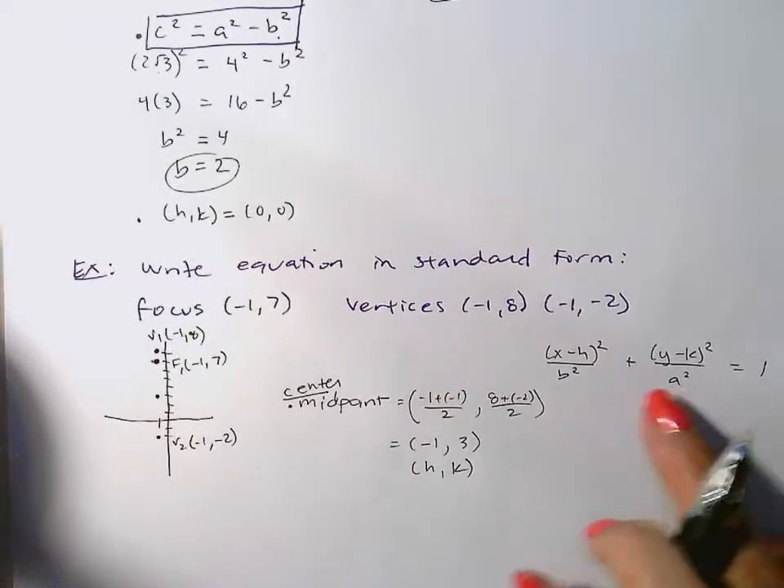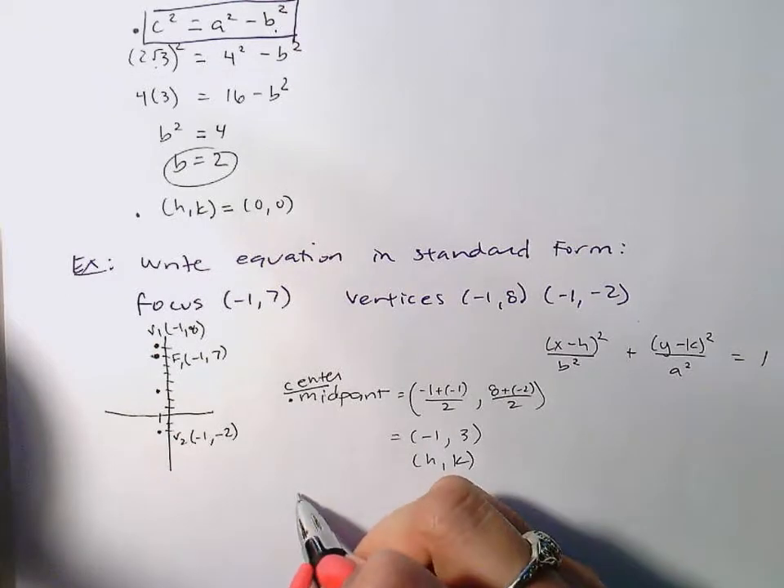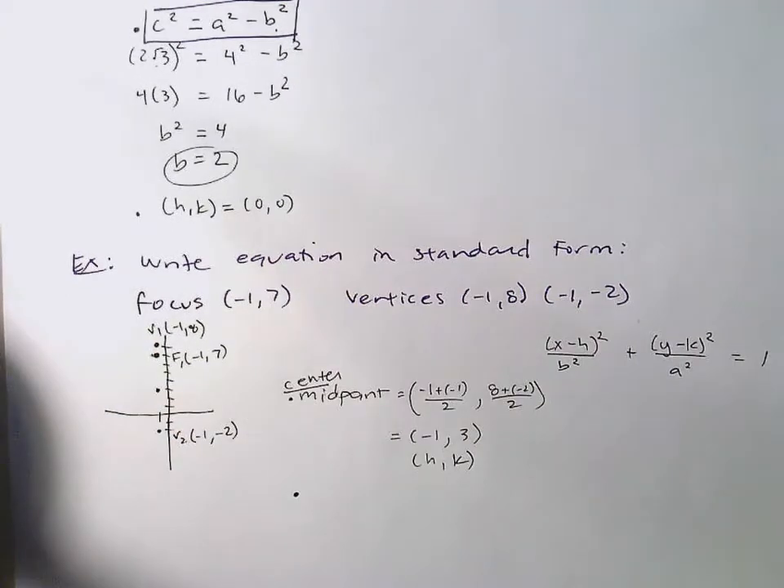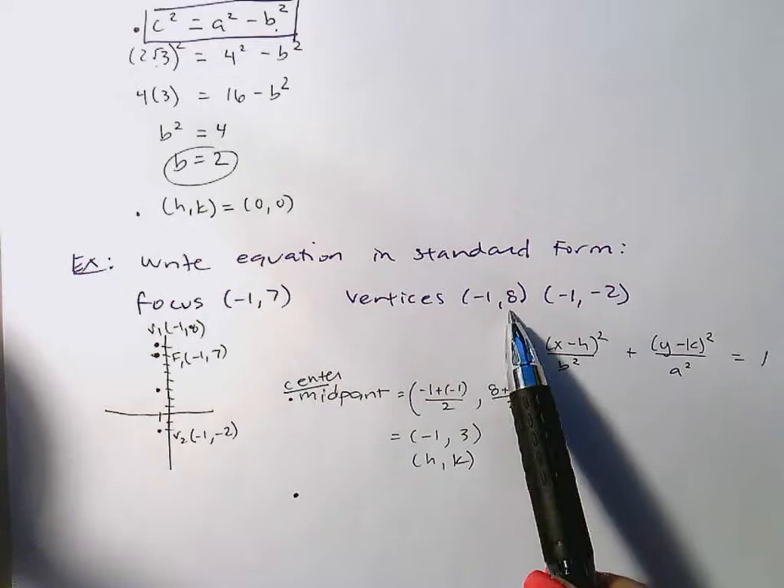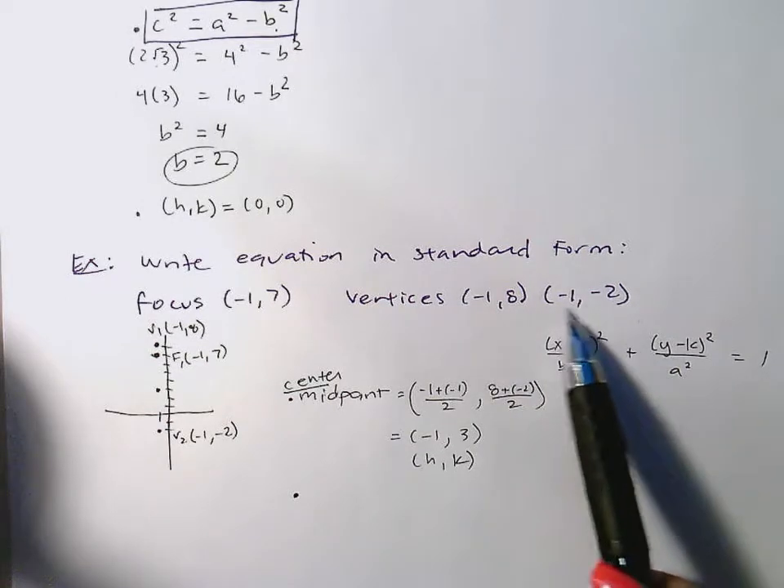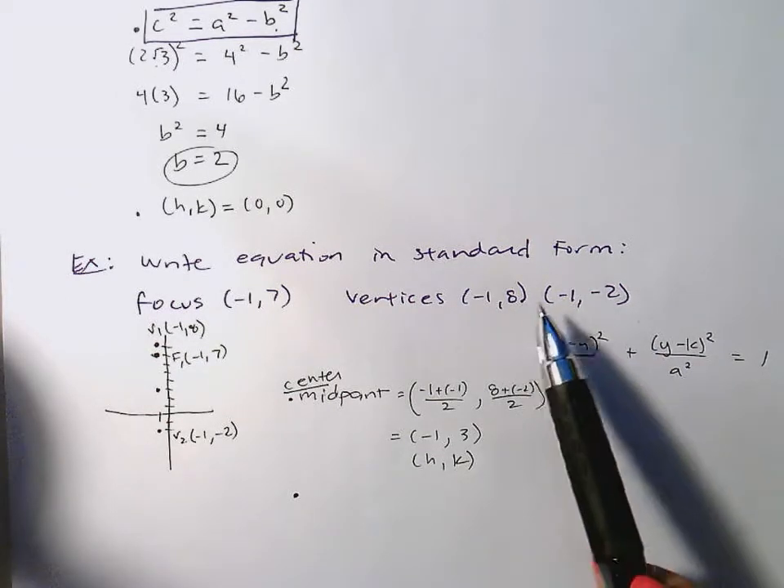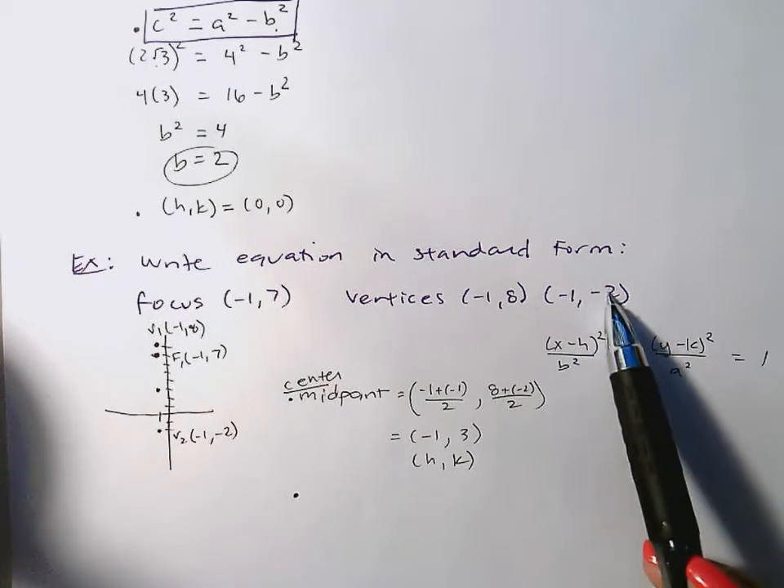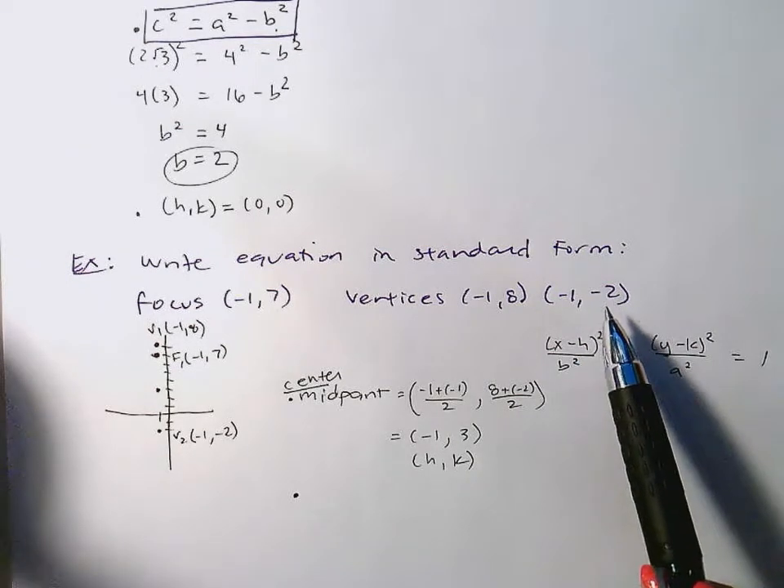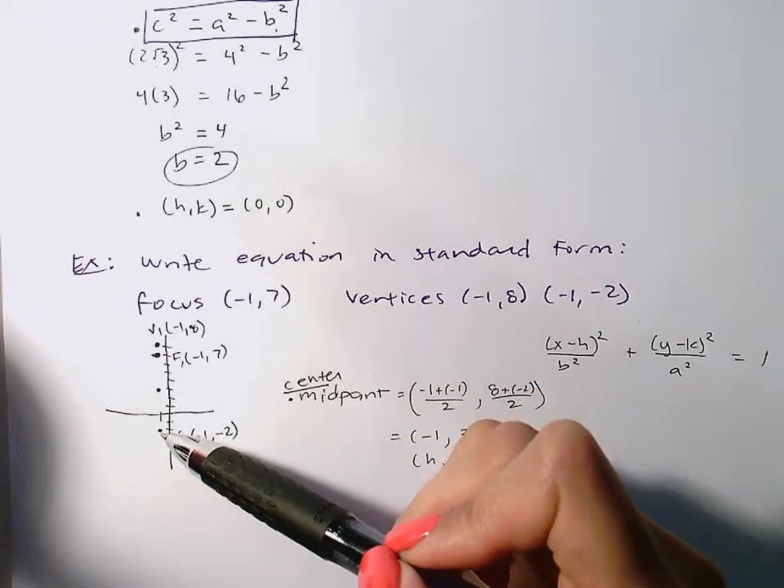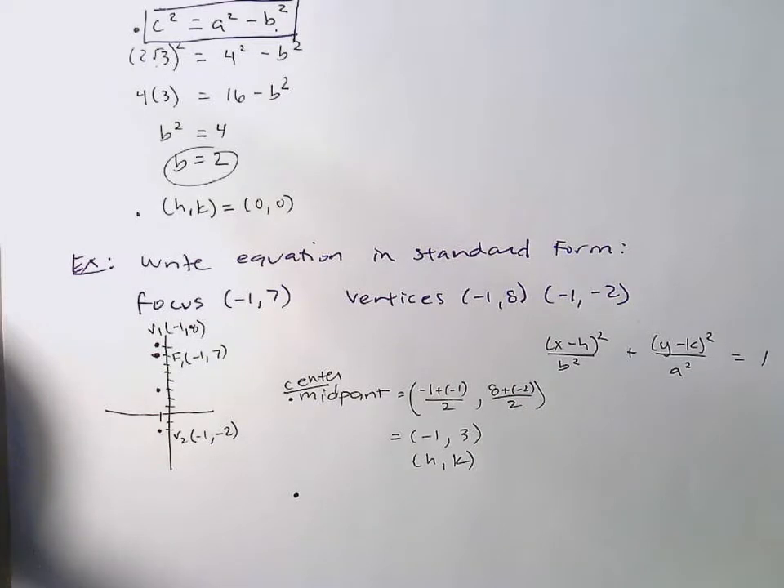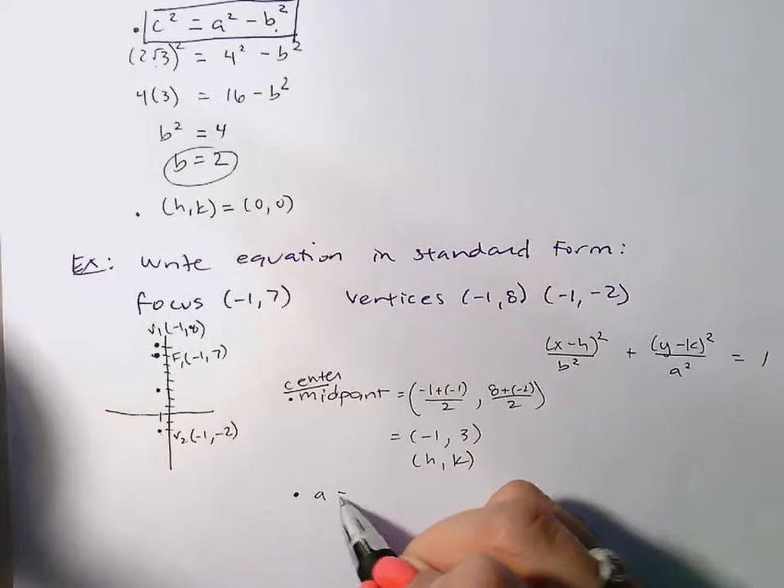Now I need to find a, and I also need to find b. Well, we already kind of found a by counting, but if I didn't want to count, I would take half of the distance between the vertices. So what's the distance between negative 1, 8 and negative 1, negative 2? The distance would be 8 minus a negative 2, which gives me 10. So the distance between this vertex and this vertex is equal to 10, and you divide it by 2. So 10 divided by 2 also gives me a 5, which means that a is equal to 5.